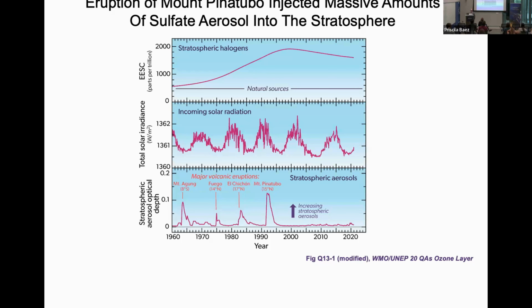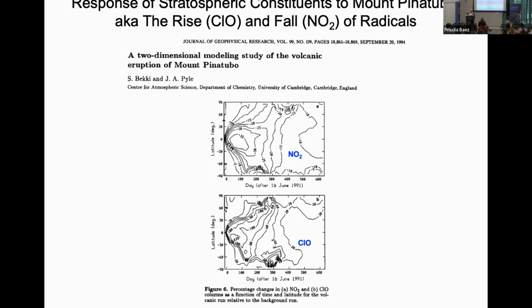Okay, so another long story, pretty short. When the eruption went off, what this paper by Simone Beckey and John Pyle shows is that NO2 went down a lot. That's sort of the immune system of the stratosphere, and ClO went up a lot. I'm not going to read the numbers. These are positive, these are negative. And these two important molecules change because of the introduction of sulfate aerosols. Chemistry occurs differently on aerosols than in the gas phase.